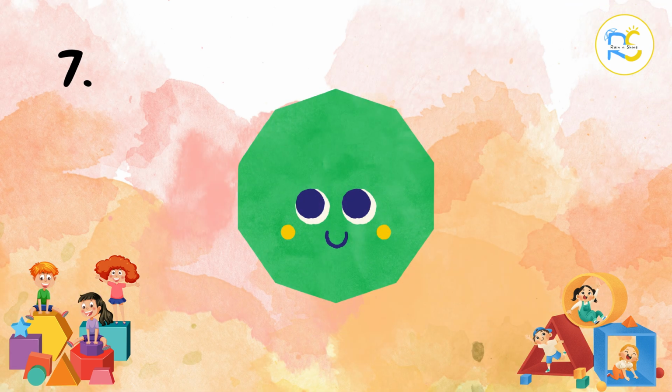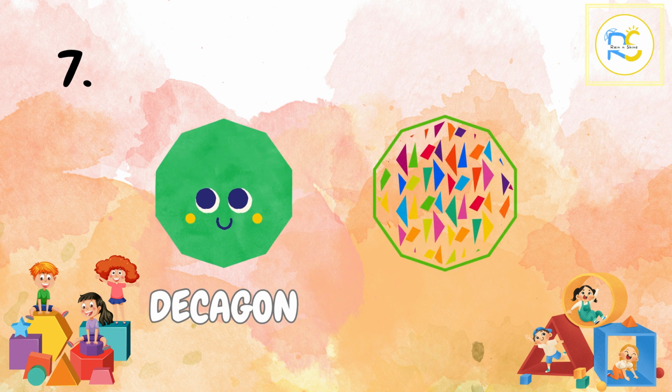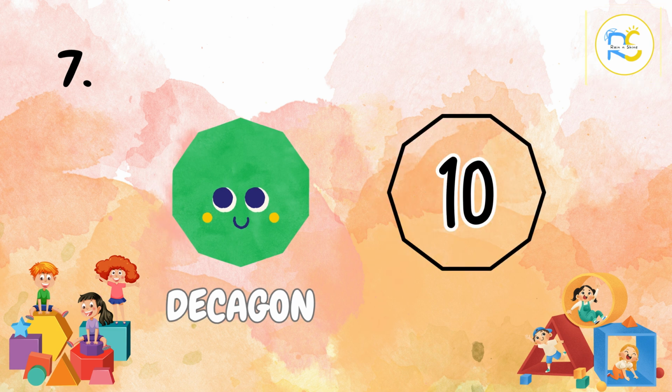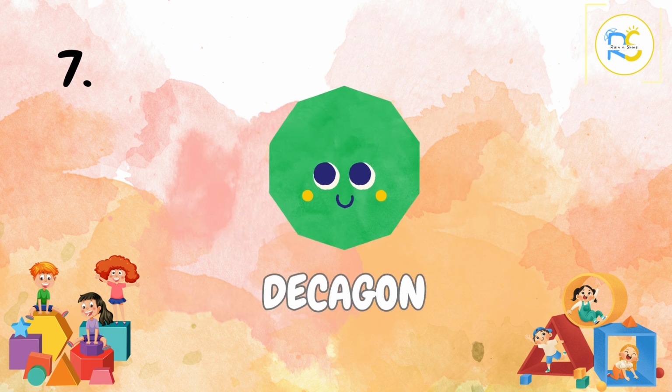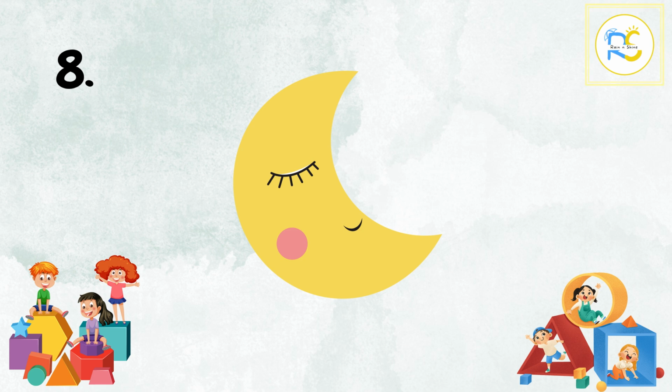What comes after 9? That's right, 10 sides. A shape with 10 sides is called a decagon. Sometimes, you can find decagons in decorative coins or patterns in art. Anytime you see a shape with 10 sides, you know it's a decagon. Let's say decagon together. Now, let's spell it, D-E-C-A-G-O-N.